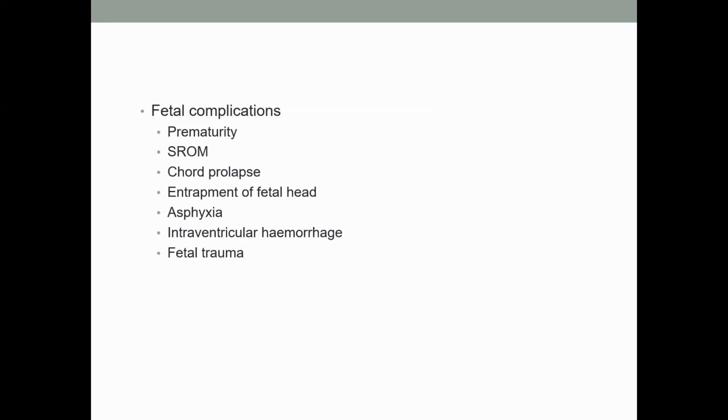Well, fetal complications. Prematurity is the biggest problem. Then spontaneous rupture of membranes, cord prolapse, and then entrapment of the fetal head. You all know the fetal head comes last during breech delivery, and the head is the biggest part of the body. When the head comes last, the cervix has no time to dilate up to the level of the head, and that's why the fetal head can get entrapped.